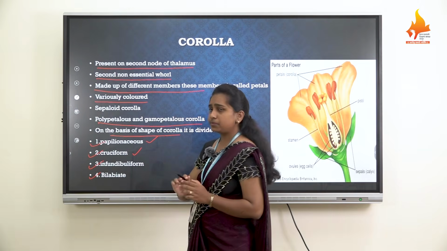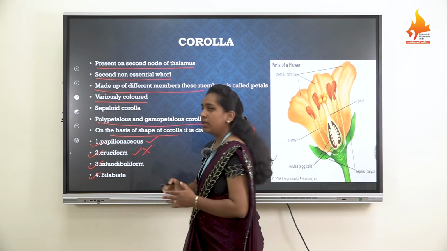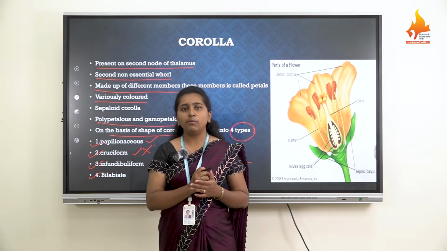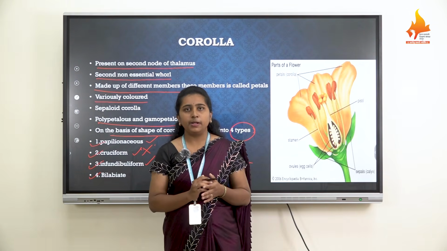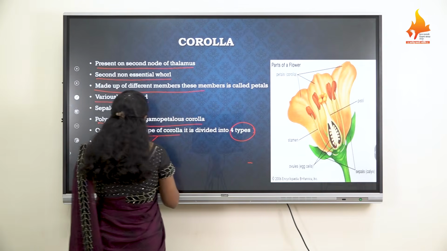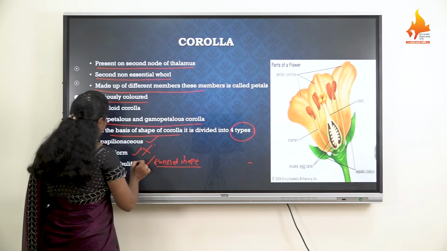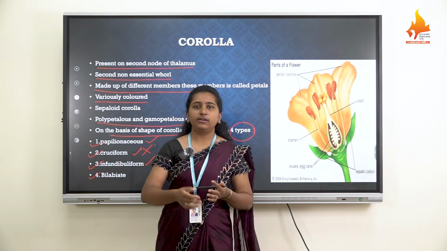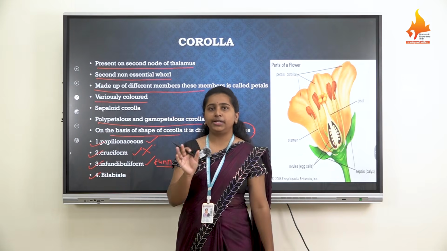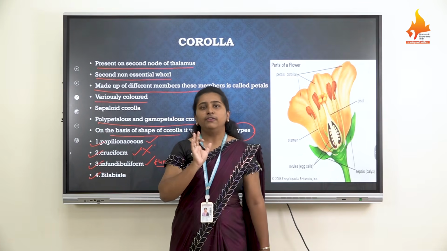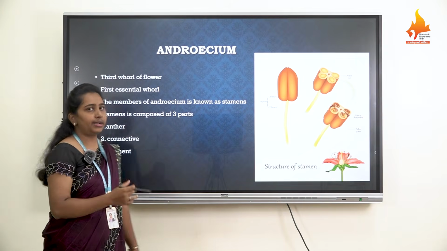Second one, cruciform. Cruciform is nothing but the corolla which looks like an alphabet, that is X-shaped. Then that type of corolla is called cruciform corolla. Third one is infundibulum. Infundibulum type of corolla looks like a funnel shape. Then that type of corolla is called infundibulum corolla. Last one is bilabiate corolla, which looks like two lips, and is known as bilabiate corolla. Here we completed the two non-essential whorls of the flower. In the next slide, we will discuss the essential whorls, that is androecium and gynoecium.